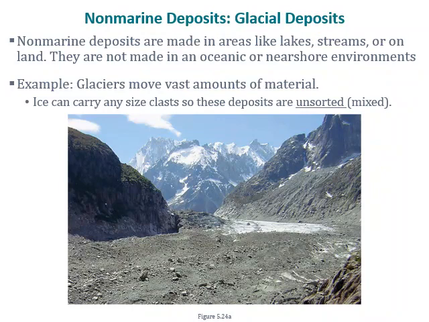When they advance, they scour the rock surface and pick up pieces of rock which get entrained in the ice as the ice moves forward. Ice can carry any size of clast, so it's important to note that these deposits are unsorted or mixed. As the glacier recedes, it drops off these clasts in bulk.